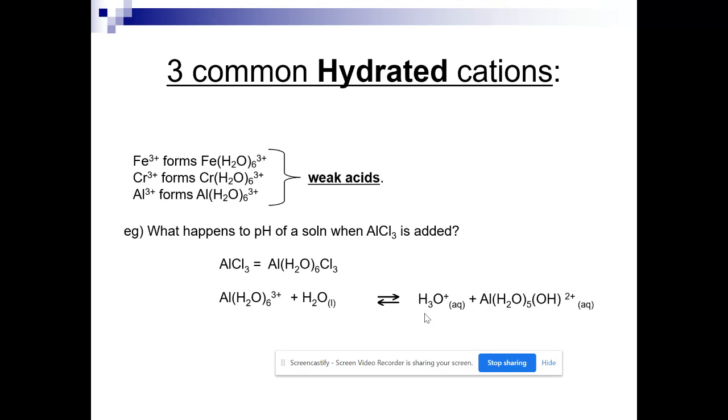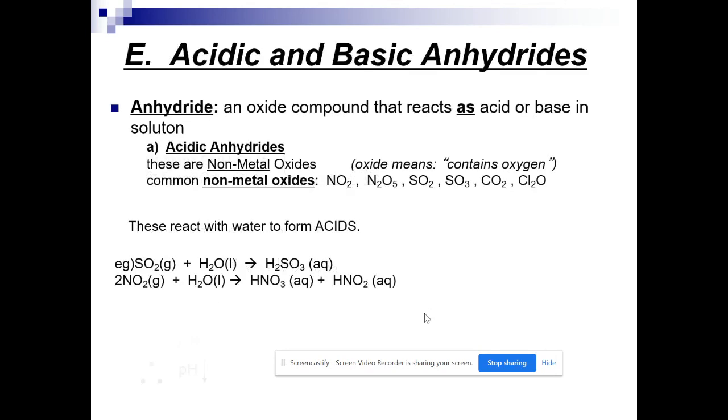All right, so AlCl3 is the same as doing our aluminum ion. Just note that you're going to lose those spectators and you're going to get that weak acid when it mixes with water. So it's going to increase the H+ concentration because we're producing H3O+. All right, so weak acid: pH will decrease.